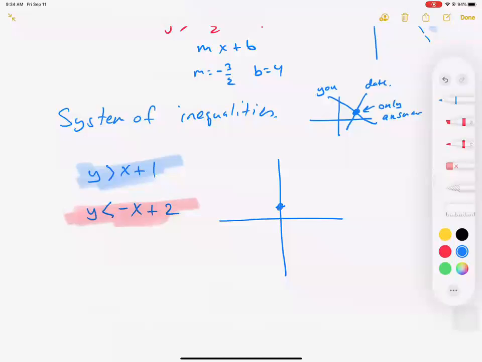Y-intercept is 1. The slope is mx plus b. So m is an invisible 1. B is 1. Just look at that. Rise 1, run 1. And then ask yourself solid or dotted. Solid or dotted. This is going to be dotted because we're not allowed to be equal to the line.